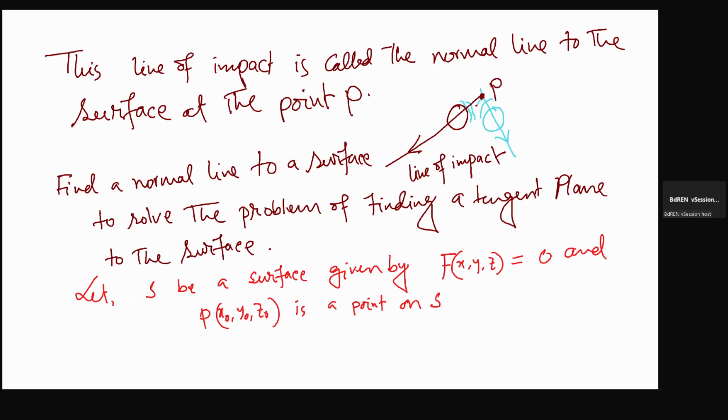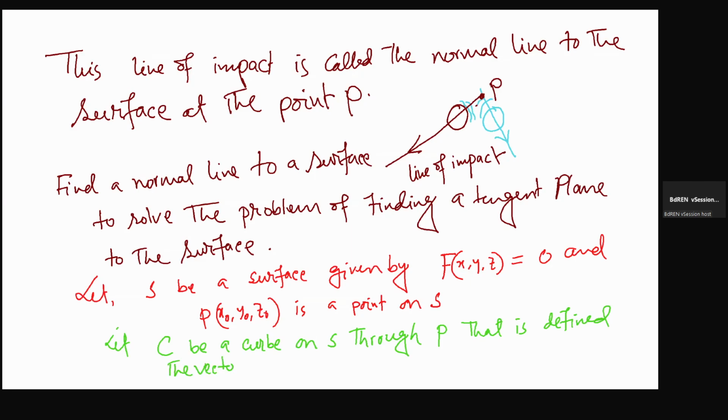So now let C be a curve on S, through P, that is defined by the vector valued function r of t equal to x(t) i plus y(t) j plus z(t) k, where t is the parameter.